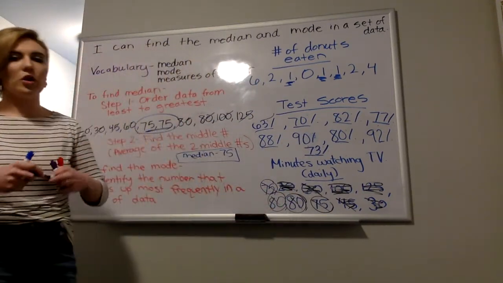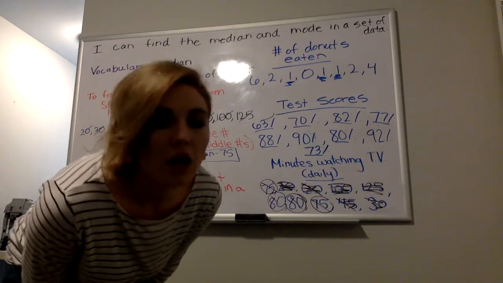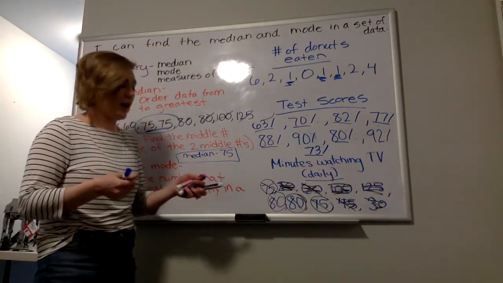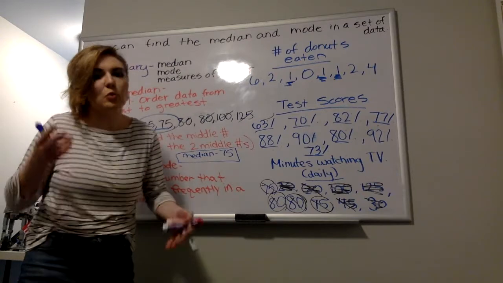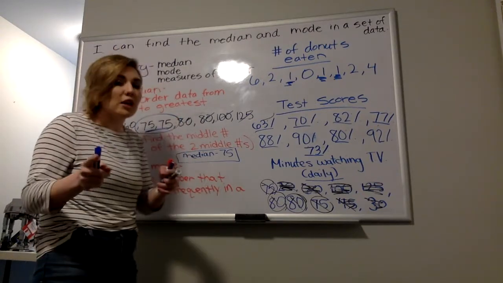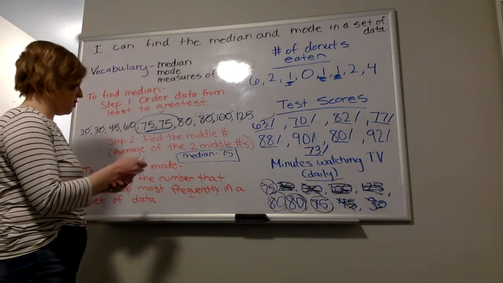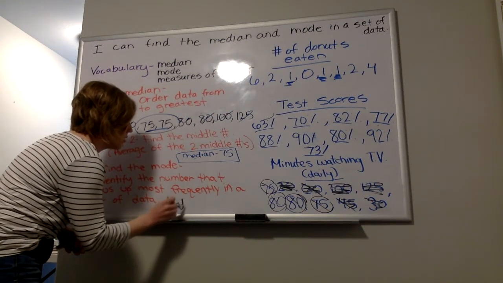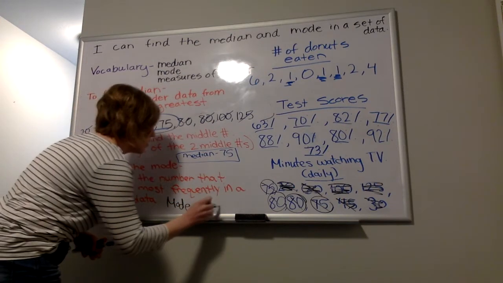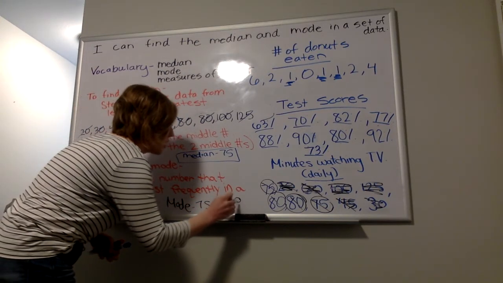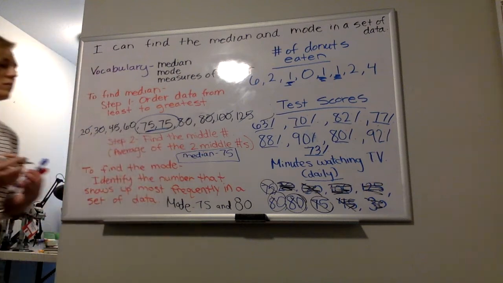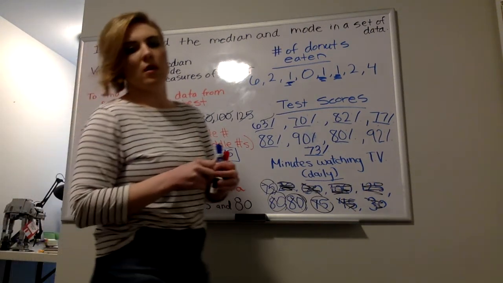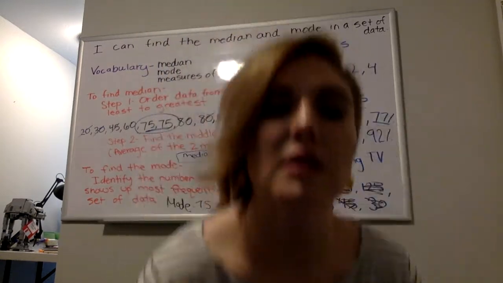So here's one question. What are you going to do if you've got two numbers here? Because 75 shows up twice, but 80 also shows up twice. So which one of those is the mode? I will tell you, if there's ever a tie, they just tie. Okay. So the mode is 75 and 80. Okay. So hopefully that makes sense.